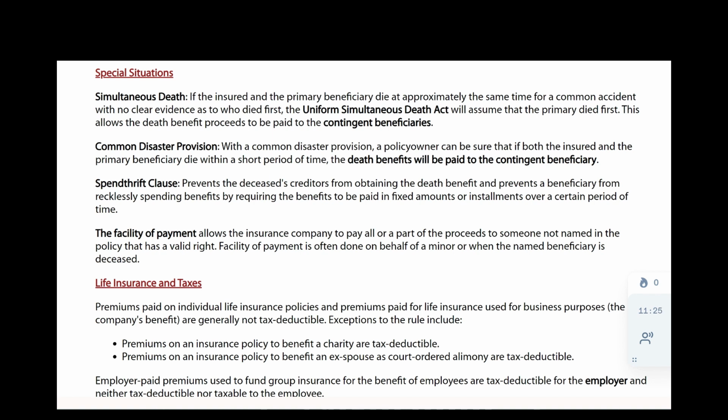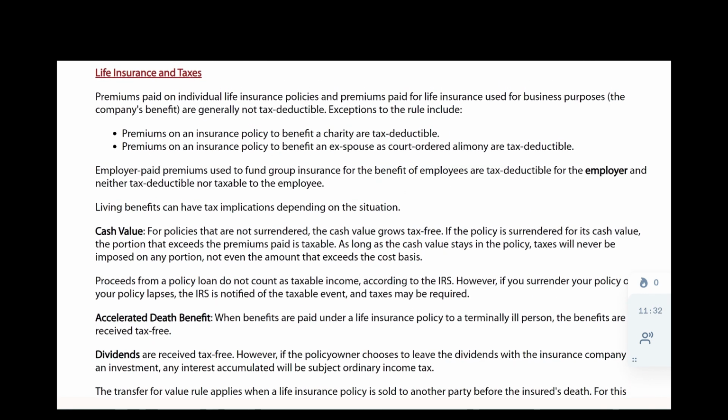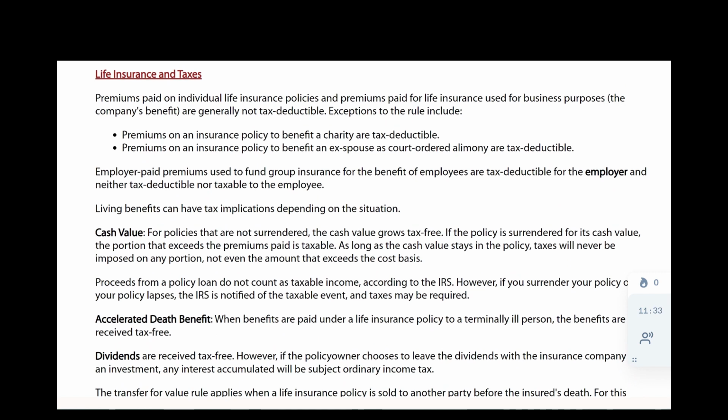Life insurance and taxes. Premiums paid on individual life insurance policies and premiums paid for life insurance used for business purposes, the company's benefit, are generally not tax deductible. Exceptions to the rule include: premiums on an insurance policy to benefit a charity are tax deductible.